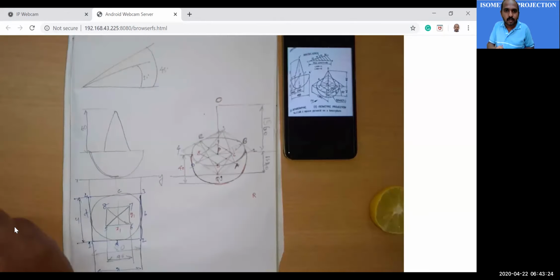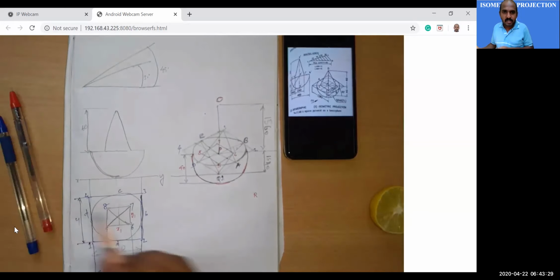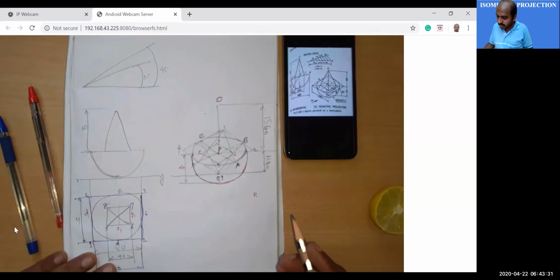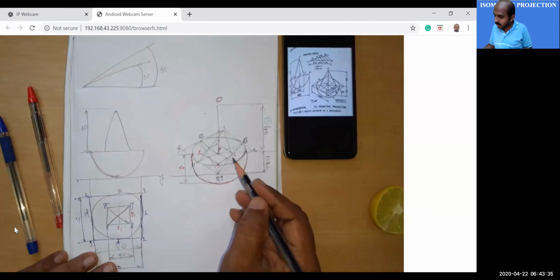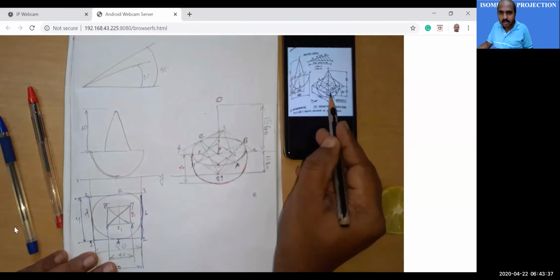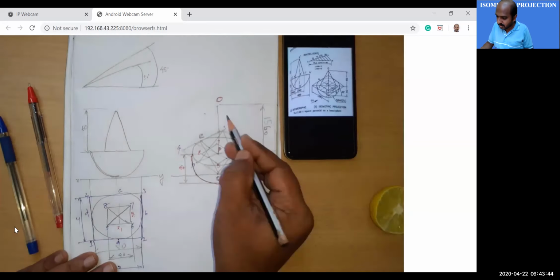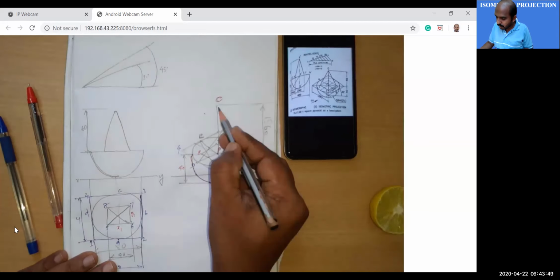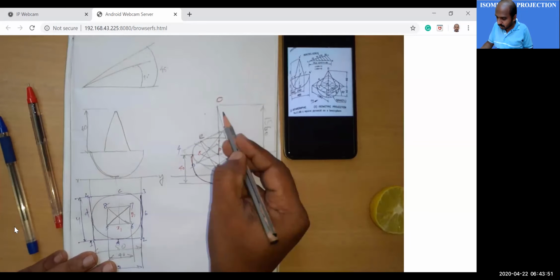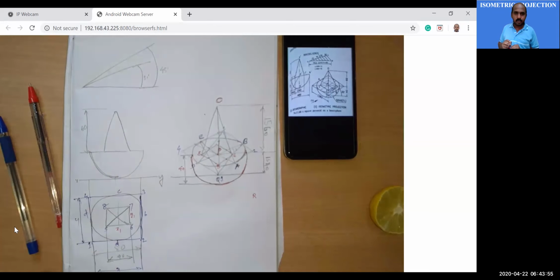Then you connect from the apex to each of the corner points. Which are the corner points? 5, 6, 7, 8. So from O to 5, O to 6, O to 7, and O to 8.